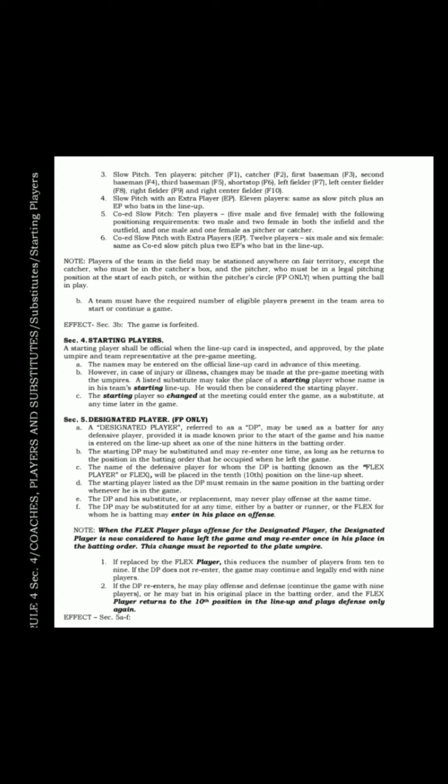Section number 5, designated player. A designated player, referred to as DP, may be used as a batter for any defensive player provided it is made known prior to the start of the game and he is entered on the lineup sheet as one of the 9 hitters in the batting order. Note: when the flex player plays offense for the designated player, the designated player is now considered to have left the game and may re-enter once in his place in the batting order. This change must be reported to the plate umpire.